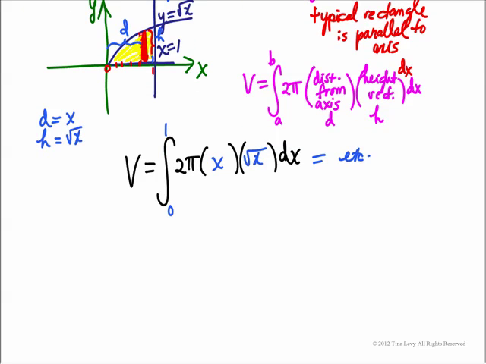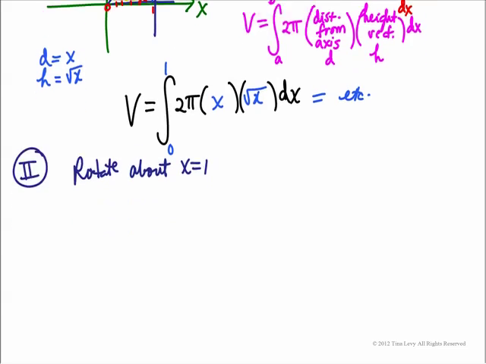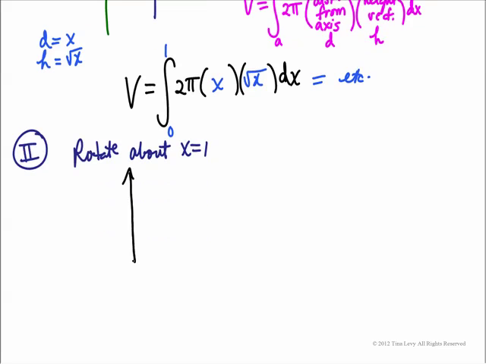Now what we're going to do, everyone, we're going to take the same region, only this time we're going to rotate about the line x equals 1. For this, I'm going to put the region again. I had y equals square root of x, y equals 0, x equals 1. We had this region.